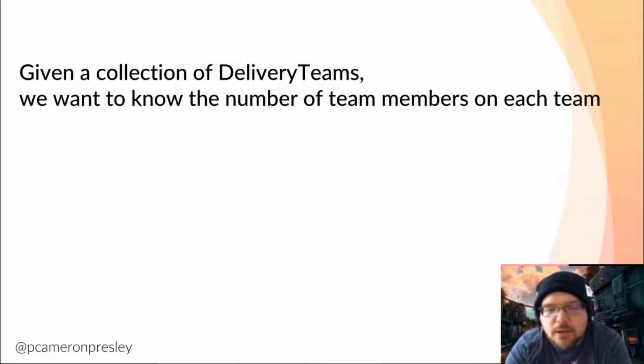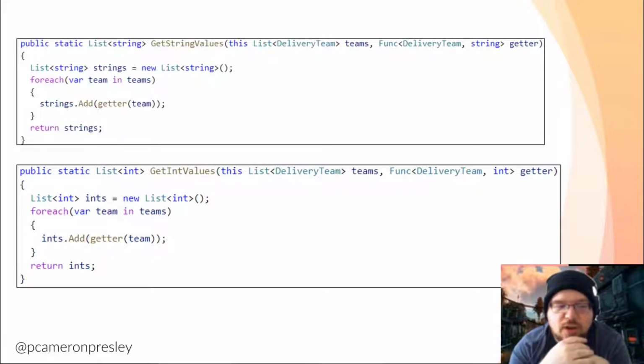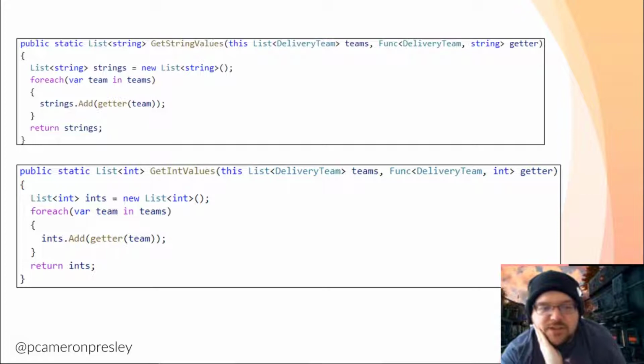But now, as our business likes to do, they give us a new requirement. They say we need to know the number of people on each team. So we know the song and dance. We create a new extension method called GetTeamCount, and we can't use our existing extension methods because they only know how to work on strings. We're working with ints now. So we write this extension method code. It works, yay, shipped feature. But as engineers, we look at this code and go, oh goodness, these two things look really similar.